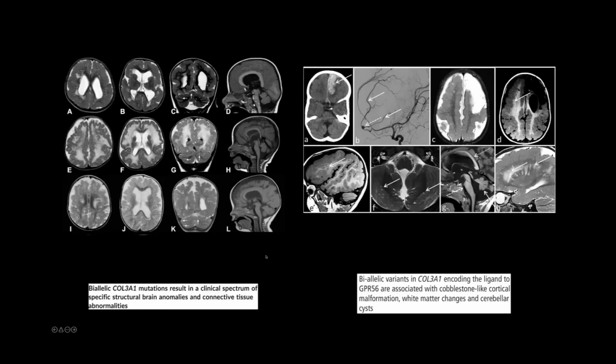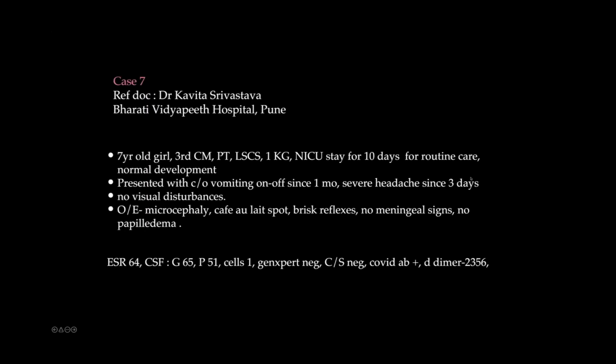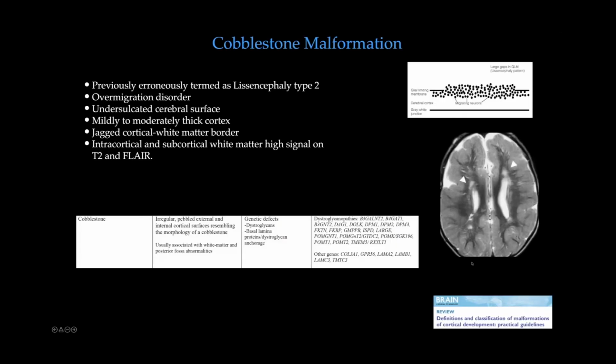These are just cases from literature of collagen-related disorders and the GPR56-related disorders. Again, you see this typical cobblestone appearance of the cortex with cerebellar microcysts, dysplastic corpus callosum, abnormal hypoplastic brainstem. Collagen-related disorders can also have arterial abnormalities in the form of aneurysm. And so, based on the imaging findings, at least we would consider these as the possible differentials.